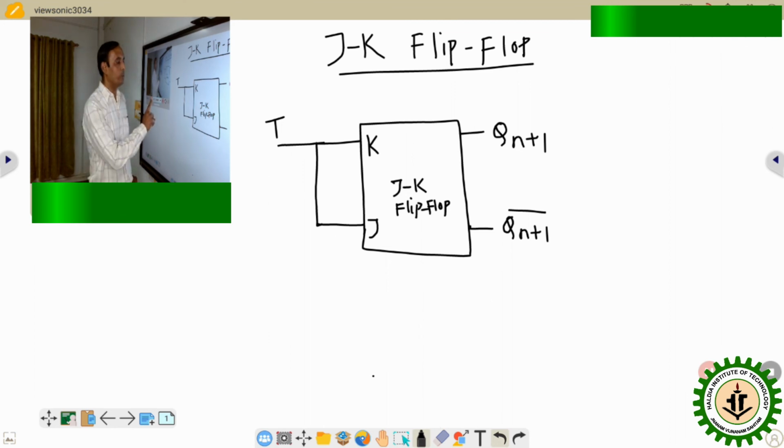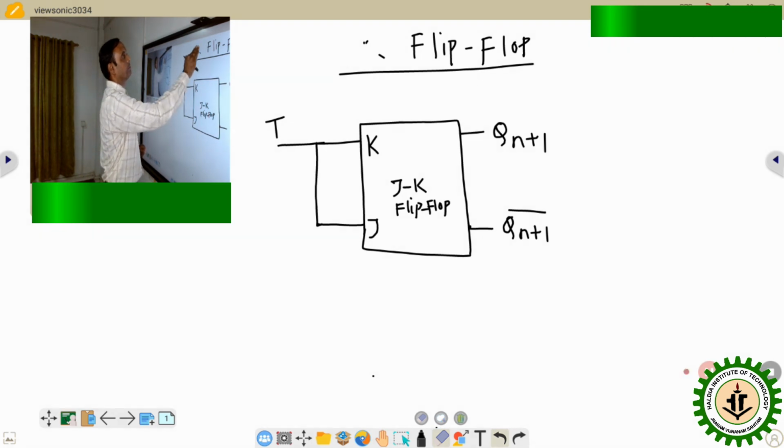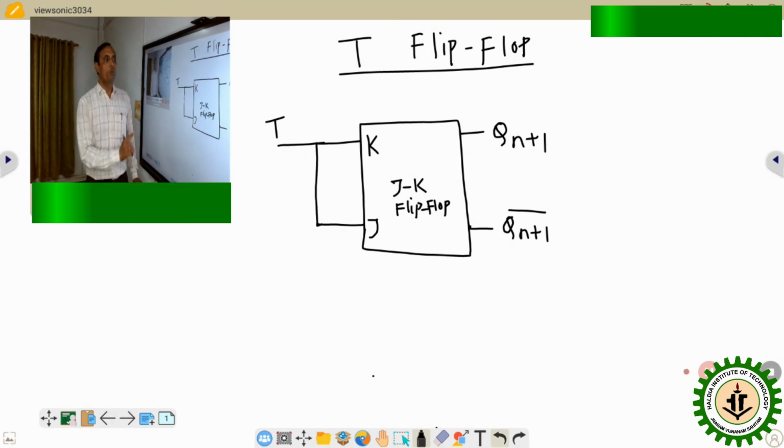So here one input is present, which is T, and one main output Qn+1 as usual, and one complement of the main output, Qn+1 bar. So from that particular connection, we can design a T flip-flop from a JK flip-flop. So this is the T flip-flop. Now why is this flip-flop called a toggle flip-flop?